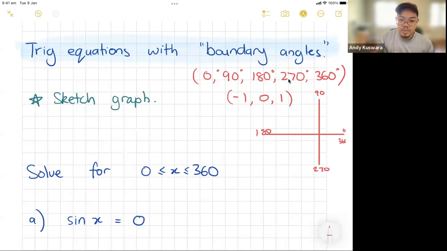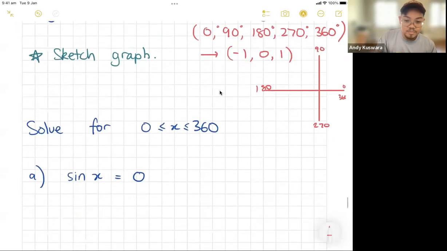And so what we do here is we actually just do it by graph. Okay, so we understand the graph, we kind of read the answers off it. Usually the way you'll notice that there's boundary angles is if you have things like something equals -1 or something equals 1 or something equals 0. That's how you'll generally have a hint. It is a boundary angle.